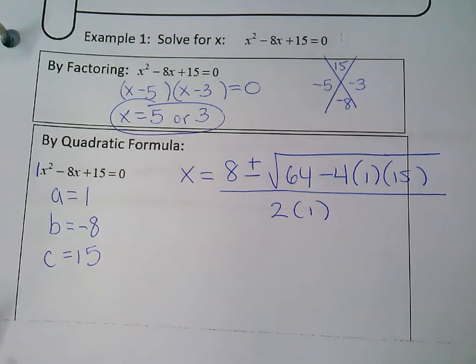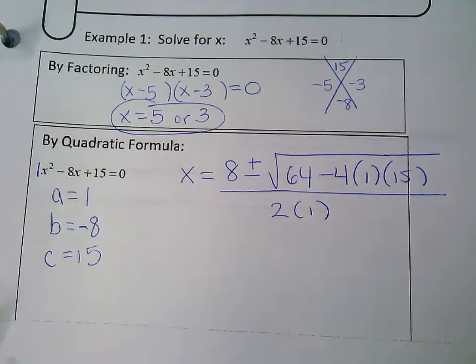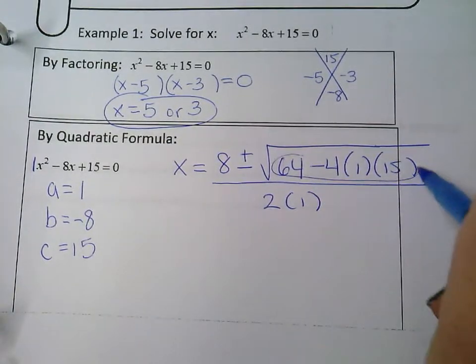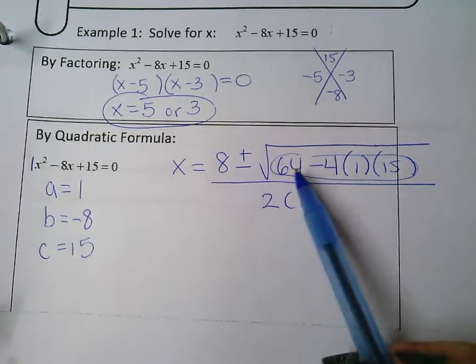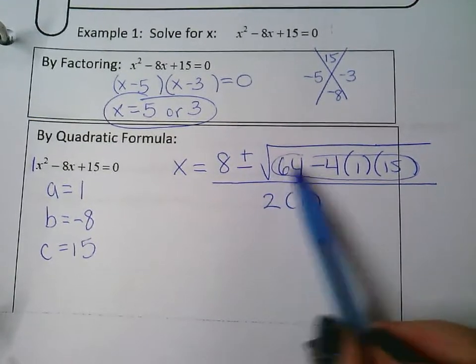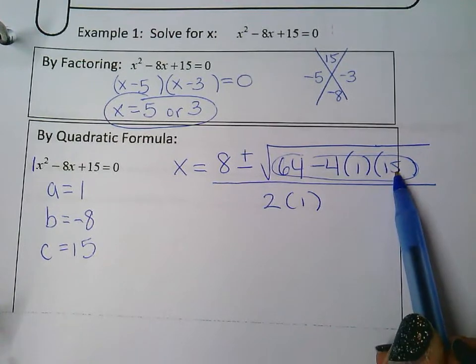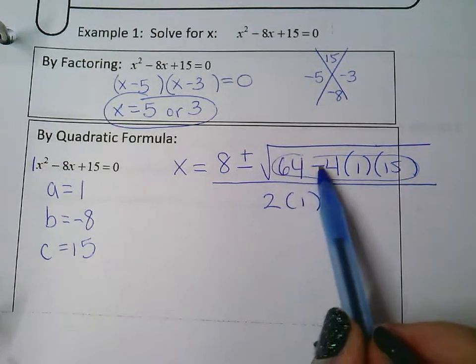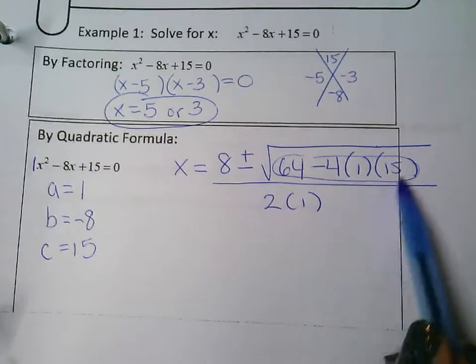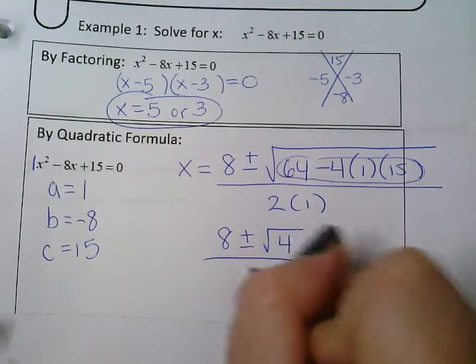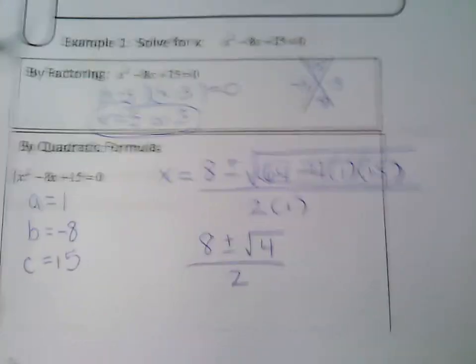Now, students sometimes have trouble simplifying this expression with the correct order of operations. So I want to show you my normal steps. My first step is I figure out what is under this radical. This I could do in my head. I have 64, and then I'm subtracting this number. I know that 4 times 1 times 15 is 60. So I have 64 minus 60. I think you would agree that that is the number 4. I have 8 plus or minus the square root of 4 divided by 2, because 2 times 1 is 2.